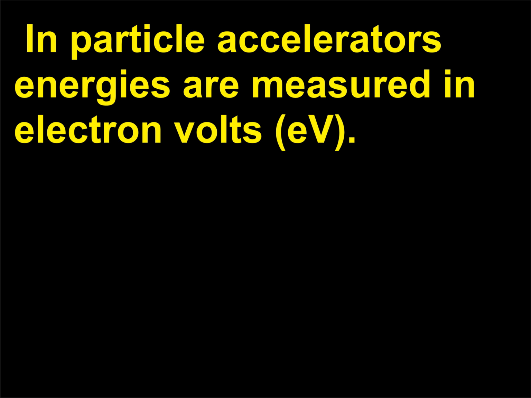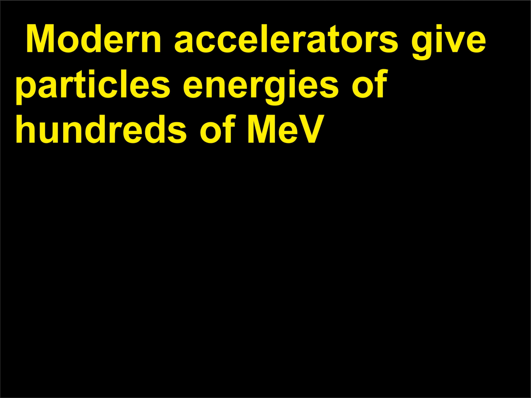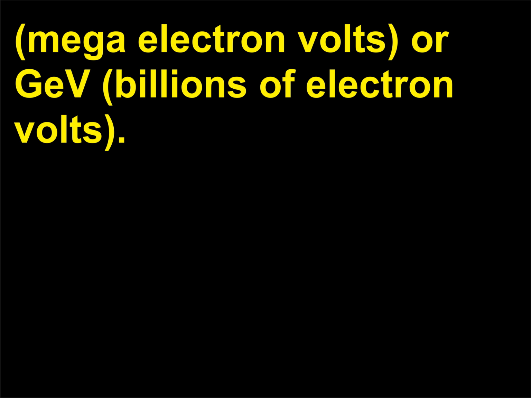In particle accelerators, energies are measured in electron volts, eV. 1 eV is the energy a particle obtains by being accelerated by a 1-volt potential difference. Modern accelerators give particles energies of hundreds of MeV, mega electron volts, or GeV, billions of electron volts.